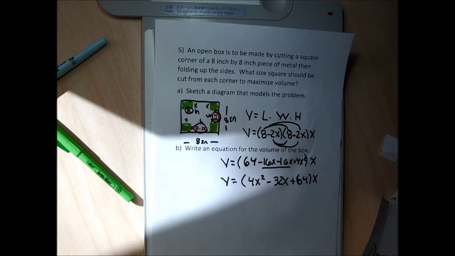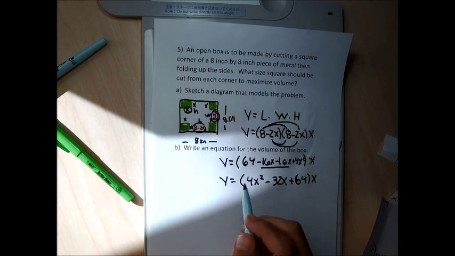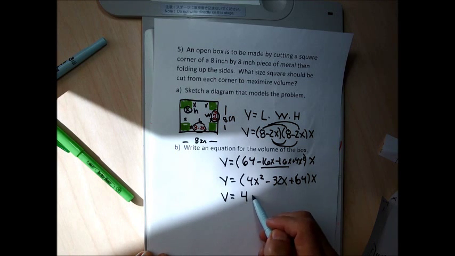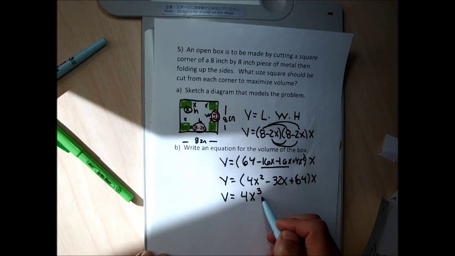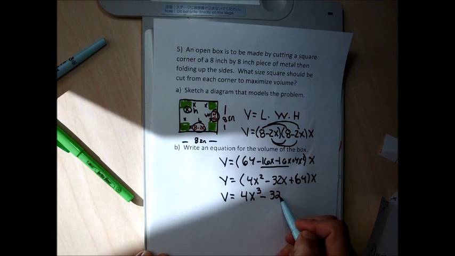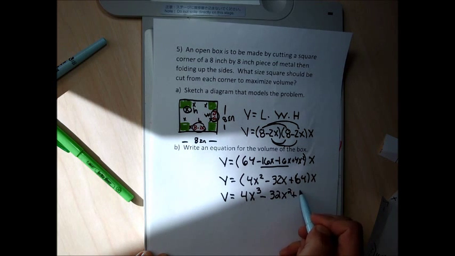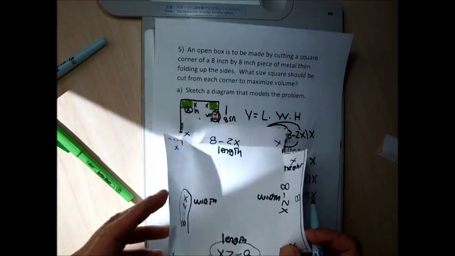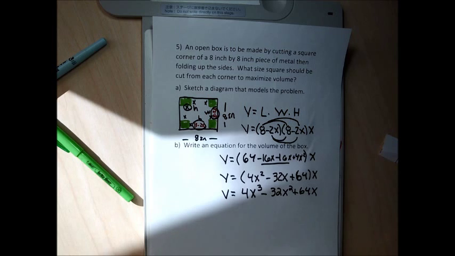Now I'm going to multiply everything through by x to get rid of that x after the parentheses, and I'll get my best answer for Part B. The volume equation is volume equals 4x cubed minus 32x squared plus 64x. So the volume of this box can be generated by that equation. Done with Part B, moving on to Part C.